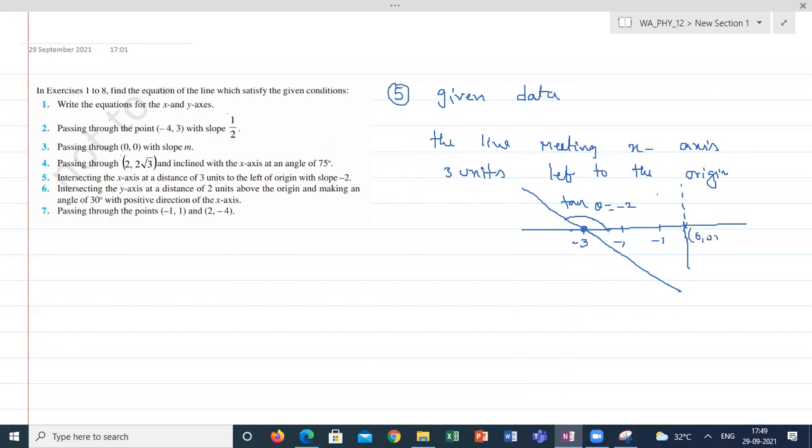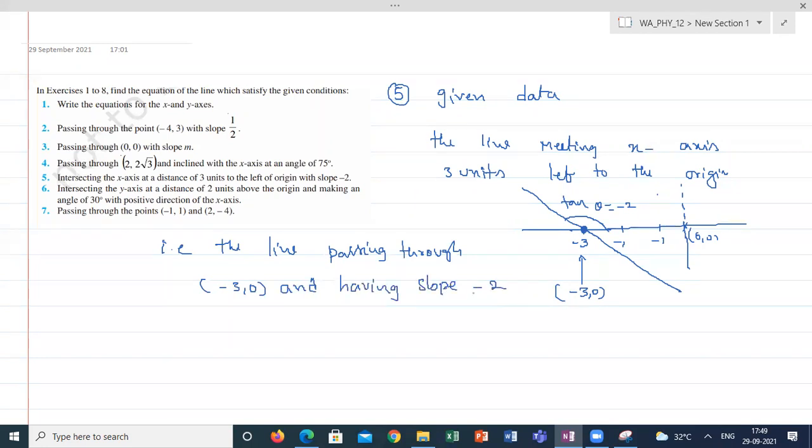And it is intersecting the x-axis 3 units from the origin. So from here I can understand the intersecting point is (-3, 0). So that is the line passing through (-3, 0) and having slope minus 2. So y minus 0 is equal to minus 2 into x minus of minus 3, which is x plus 3. That is y equal to minus 2x minus 6. This will be 2x plus y plus 6 equal to 0, the equation of the line.